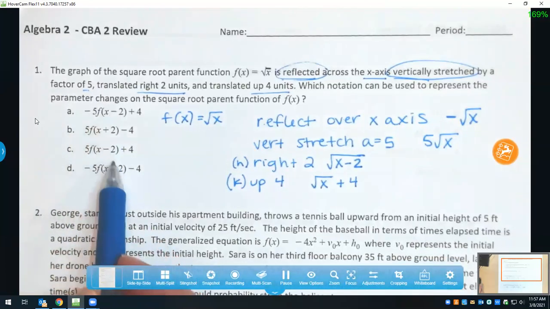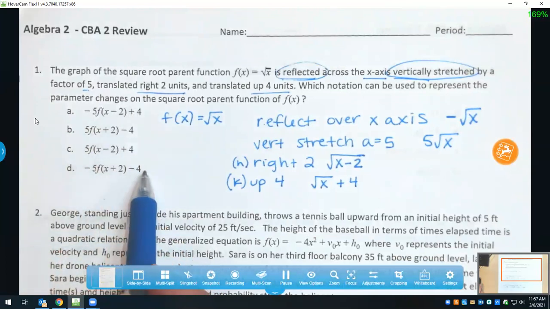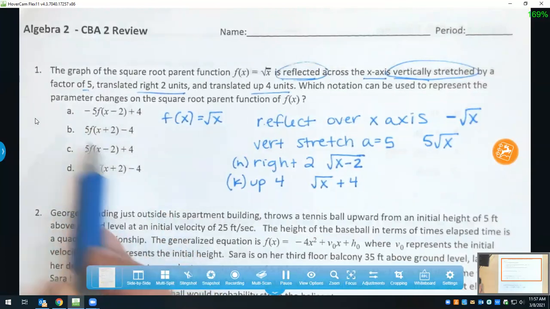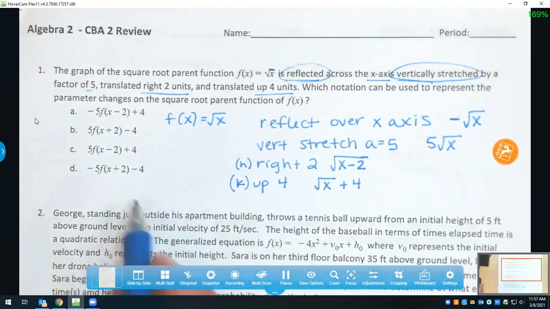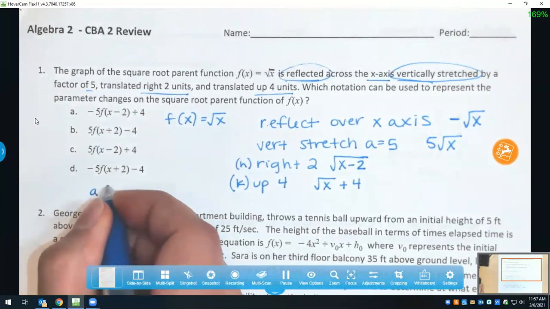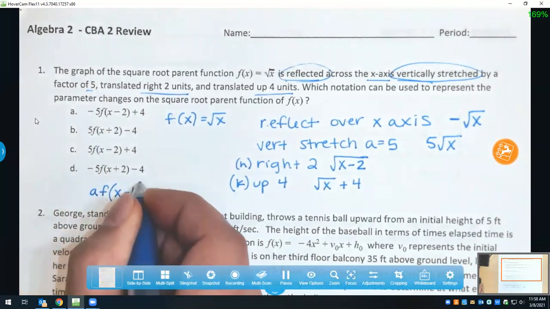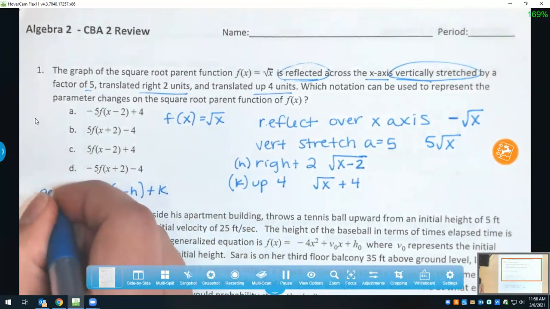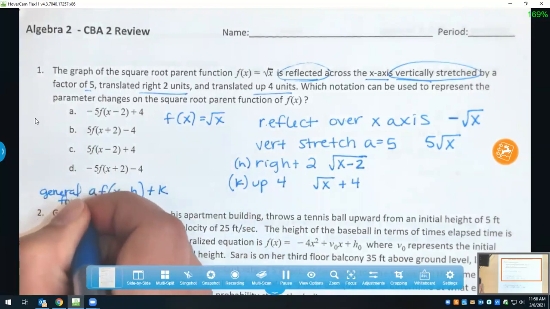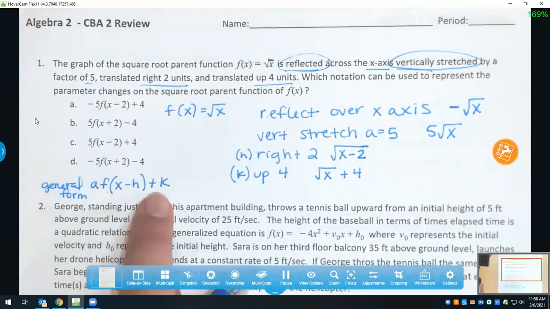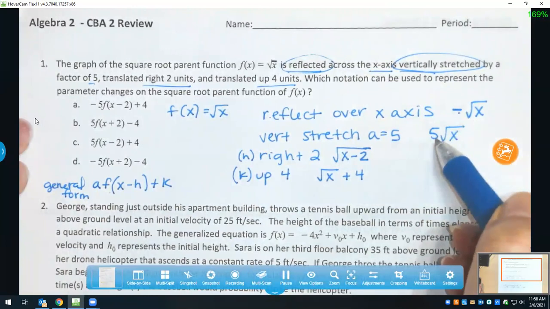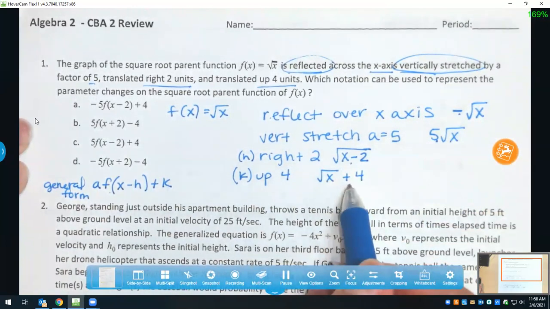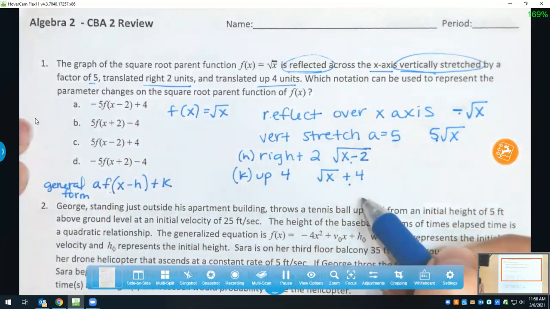So inside with x, that functions like the h. Outside the parentheses, away from the x, that feels like the k. In front of the f, that feels like our a value. And then, of course, if you throw a negative on it, we're talking about the reflections. So when you're looking at this, and so that's just general form for any function. So you don't have to go this literal on your test, but I would make sure that you're thinking about, okay, reflection, vertical stretch, right 2, up 4, what do those things look like as far as in my equation?